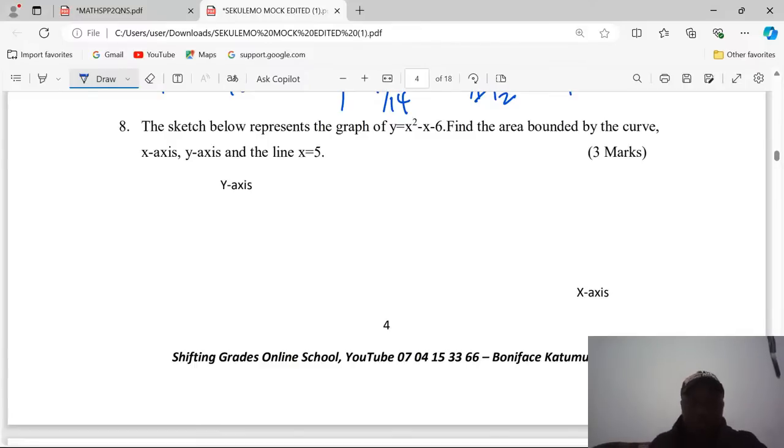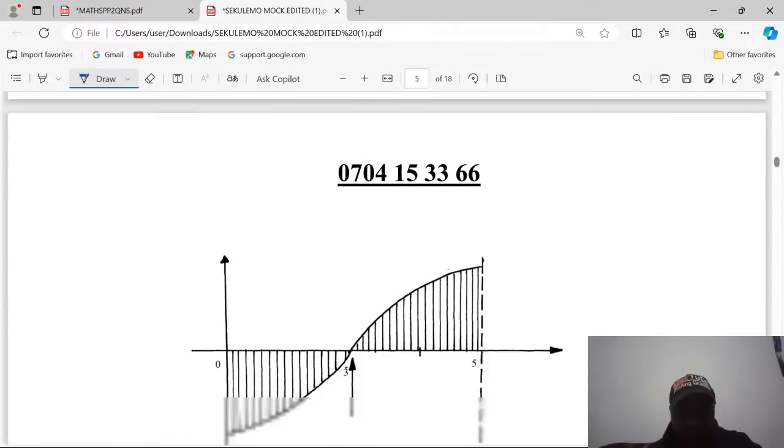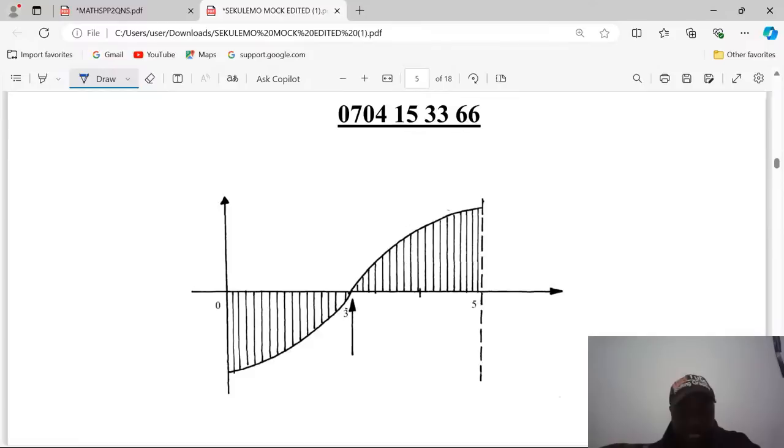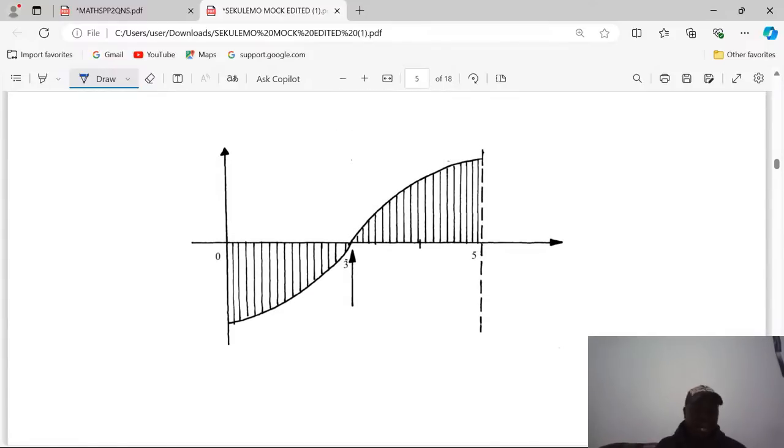The sketch below represents the graph of y equals x squared minus x minus 6. Find the area bounded by the curve, the x-axis, the y-axis, and the line x equals 5. Our number is there, just above the curve. We can see the curve. The purpose of sketching the curve is to show us how the area behaves. If the area is on the same side of the x-axis, we just integrate once. Remember, we have not been told to estimate area. We have been told to find area. That means we are going to do area by integration.